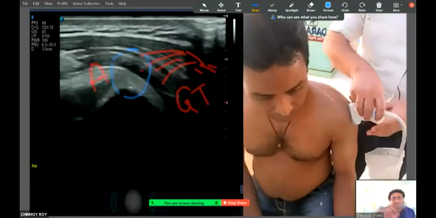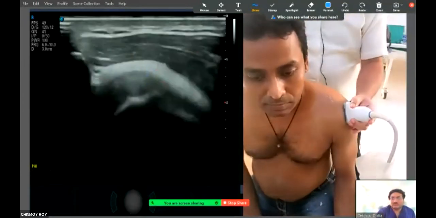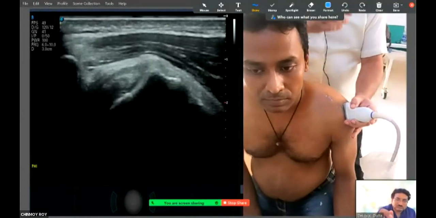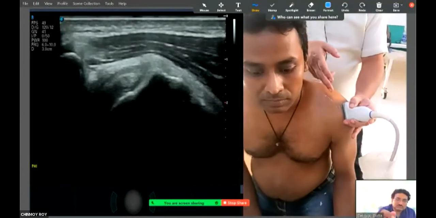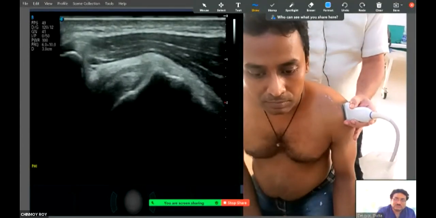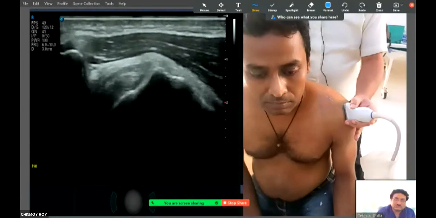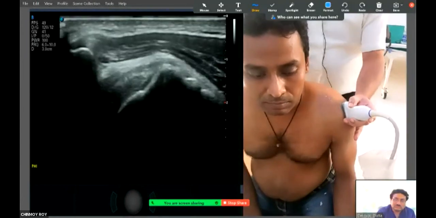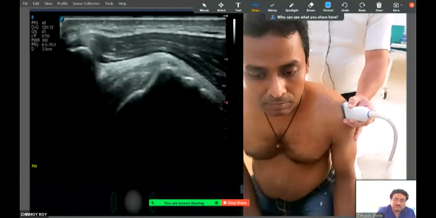So how is it important? Now I show you. Last time we showed that more of the subscapularis can be seen if I do external rotation of the hand. Now if I want to see more of the supraspinatus, then what do I need to do? Then comes the importance of the cross position.